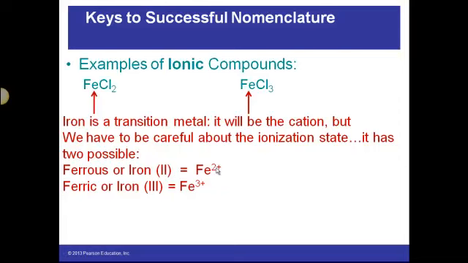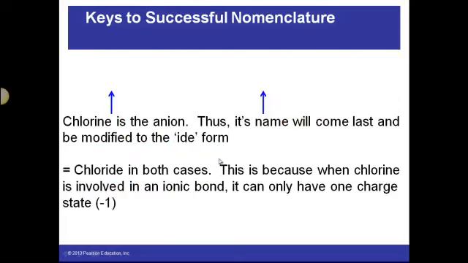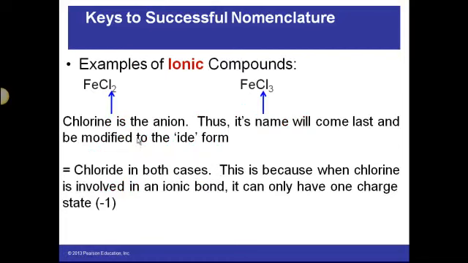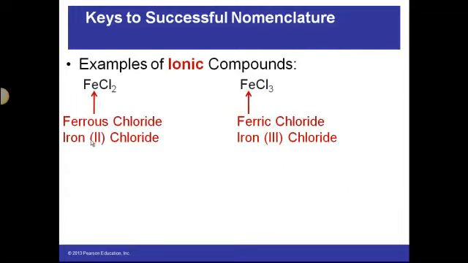So our chlorine is the anion in this case, and so its name is coming last, and it'll be modified to the -ide form. So it's chloride in both cases, but we tell them apart based on the charge state of the iron. So we have iron 2 chloride or iron 3 chloride as the IUPAC naming system. The old naming system would call it ferrous or ferric chloride.